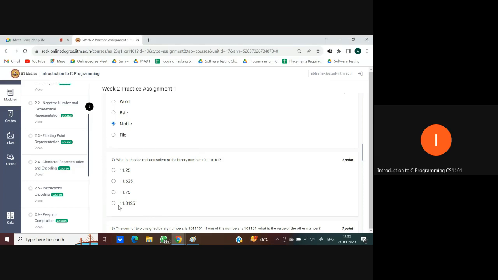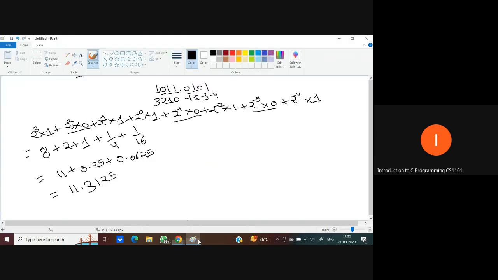Okay, fourth option. Is that understood to all? How do we convert a binary number back into decimal? Is that okay? Shall we move forward? Yes, sir. Okay.